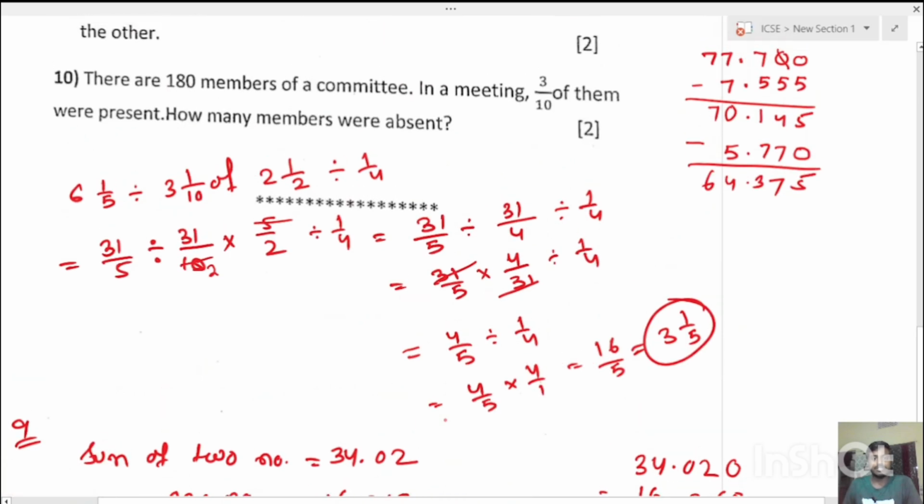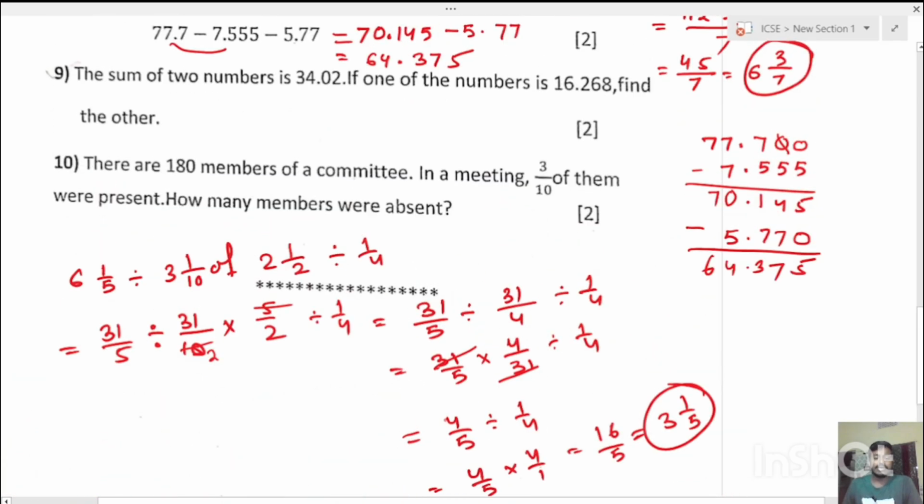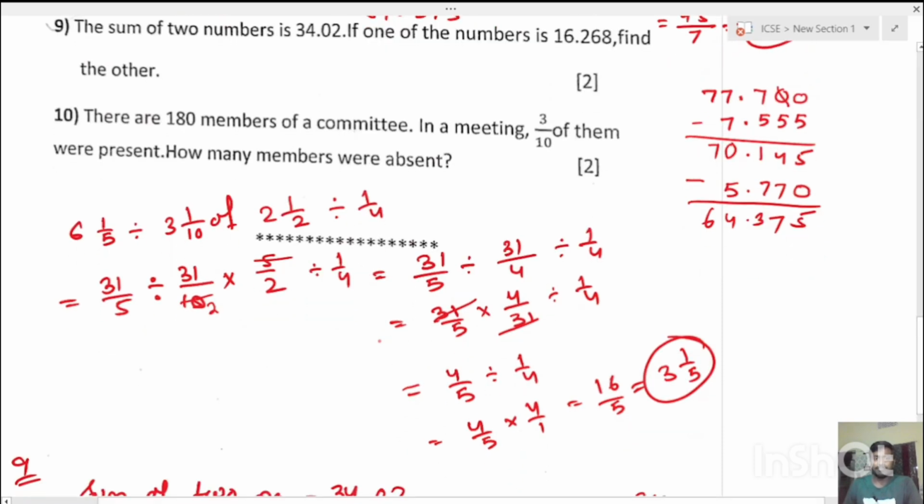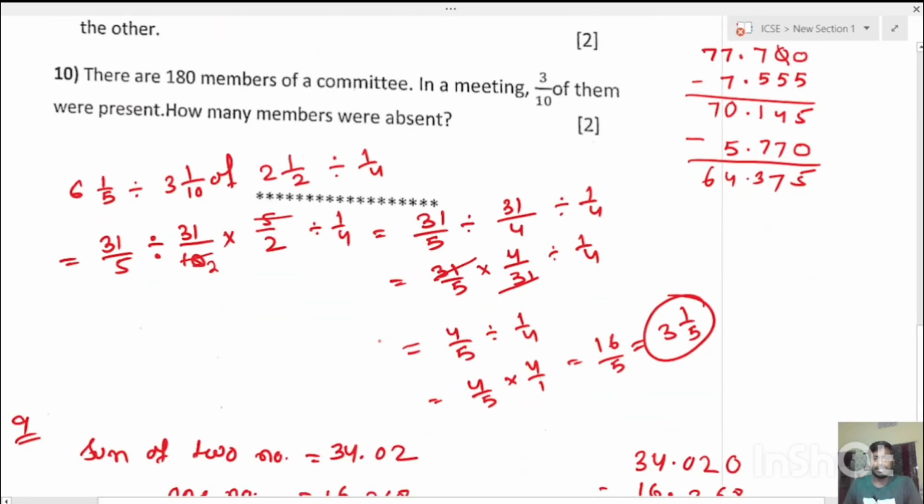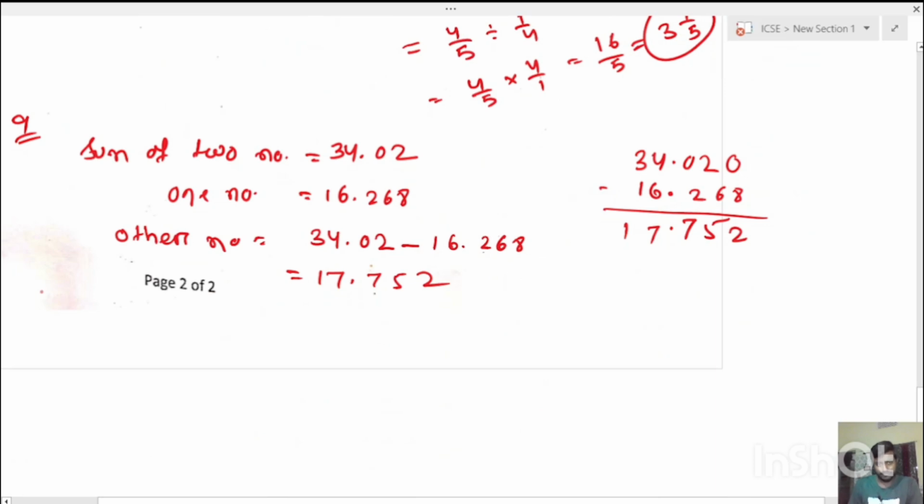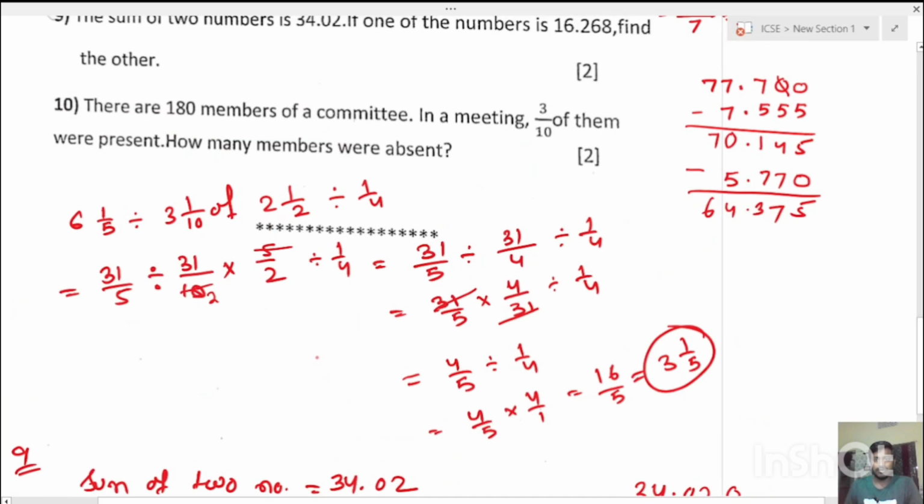Okay, now next question. There are 180 members of a committee in a meeting. 3 by 10 of them were present. How many members are absent? First, the part of members present in the meeting is equal to 3 by 10. Yes or no? Almost 3 by 10.